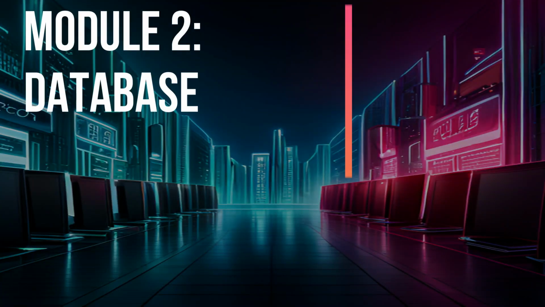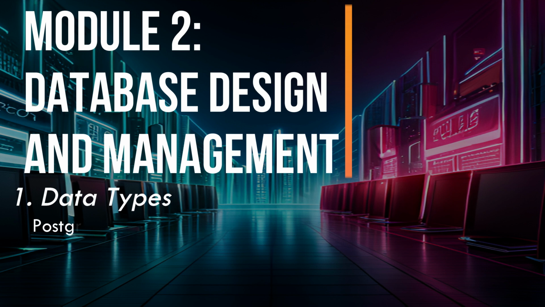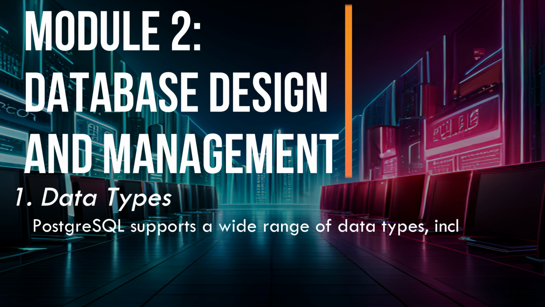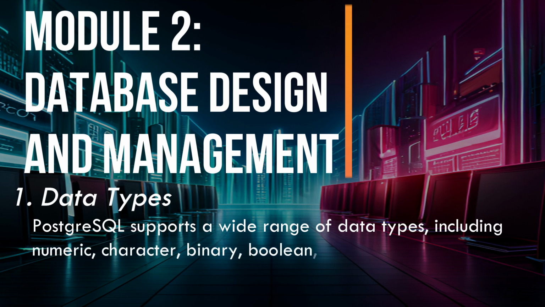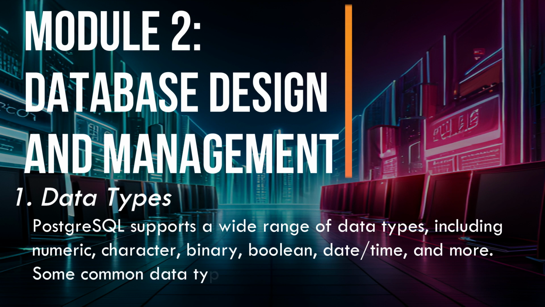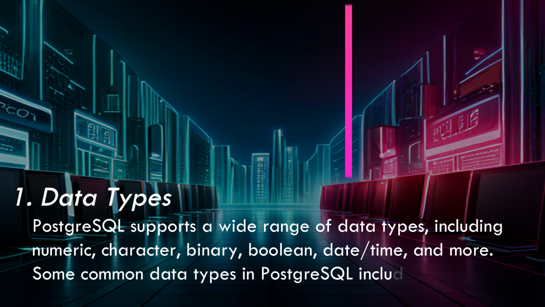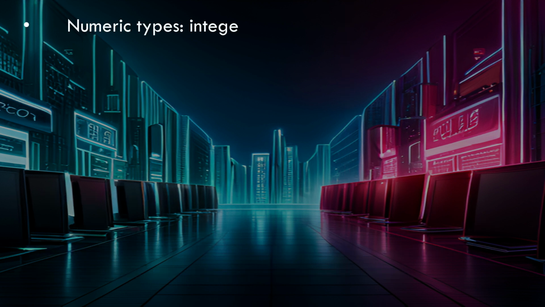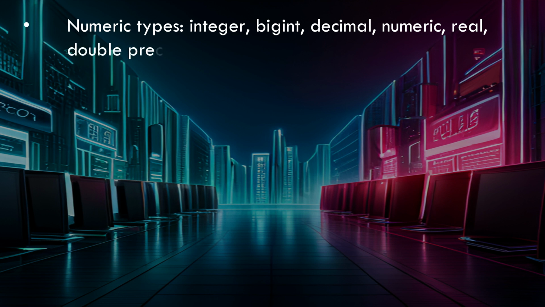Module 2, Database Design and Management. 1. Data Types. PostgreSQL supports a wide range of data types, including numeric, character, binary, Boolean, date, time, and more. Some common data types in PostgreSQL include numeric types: integer, bigint, decimal, numeric, real, double precision, etc.